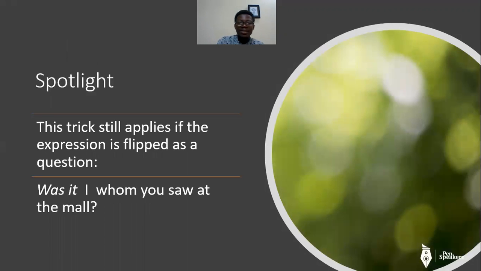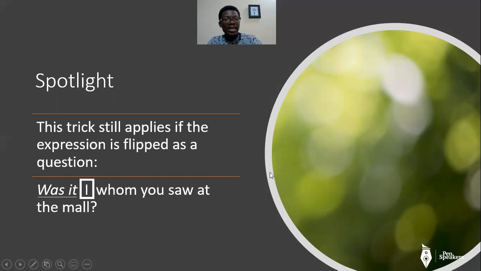Now, I need to spotlight something here. That trick also works if you flip it as a question. So what if you have was it or is it? You still pick the subject. You don't say was it me? You say was it I whom you saw at the mall? You get that? All right.